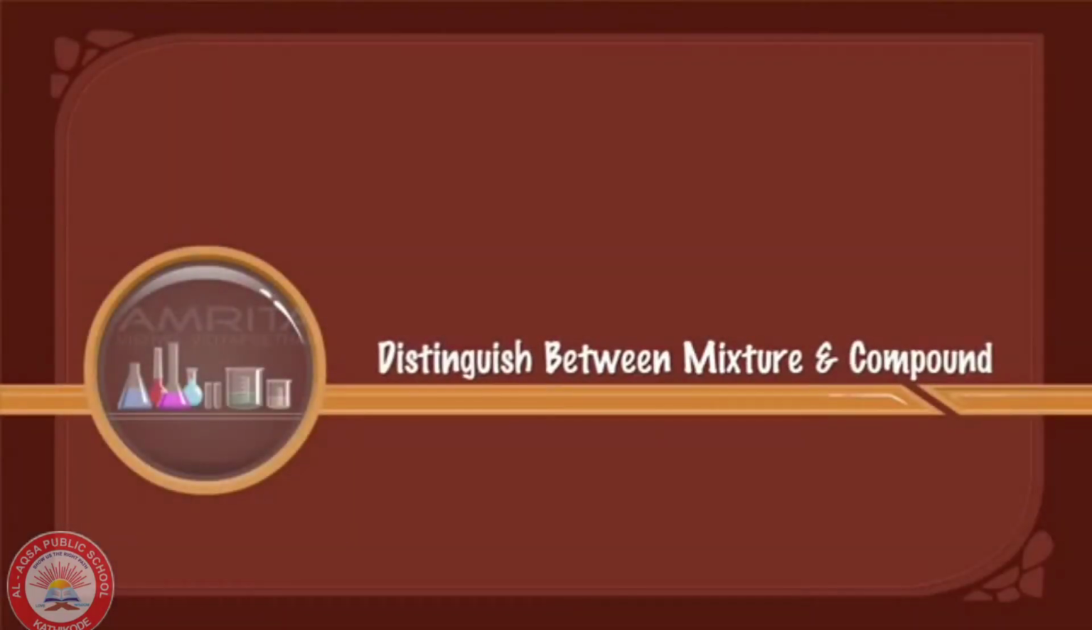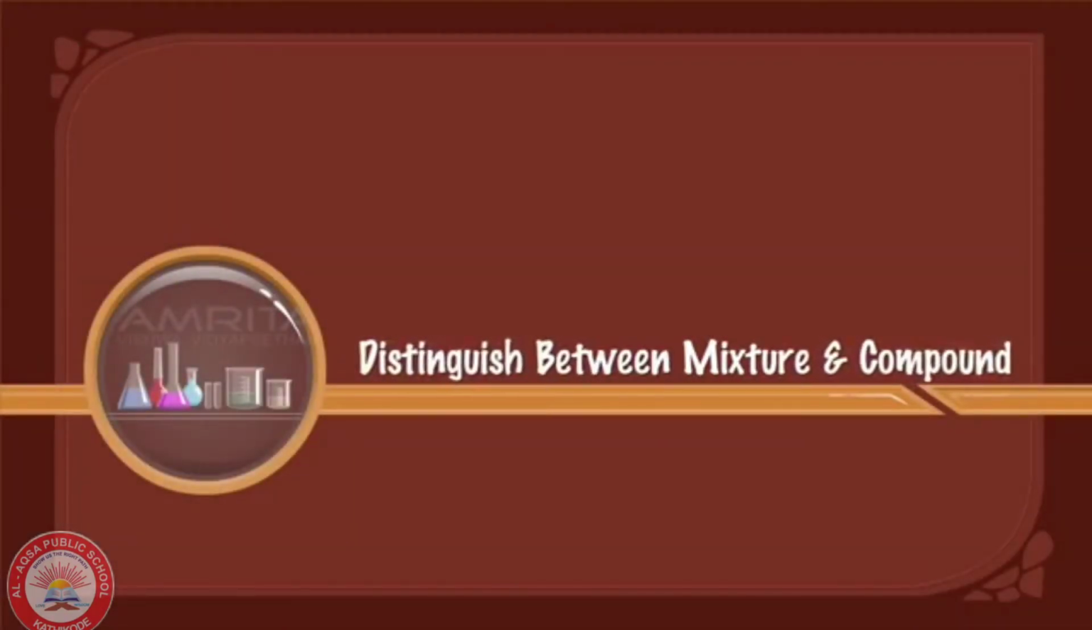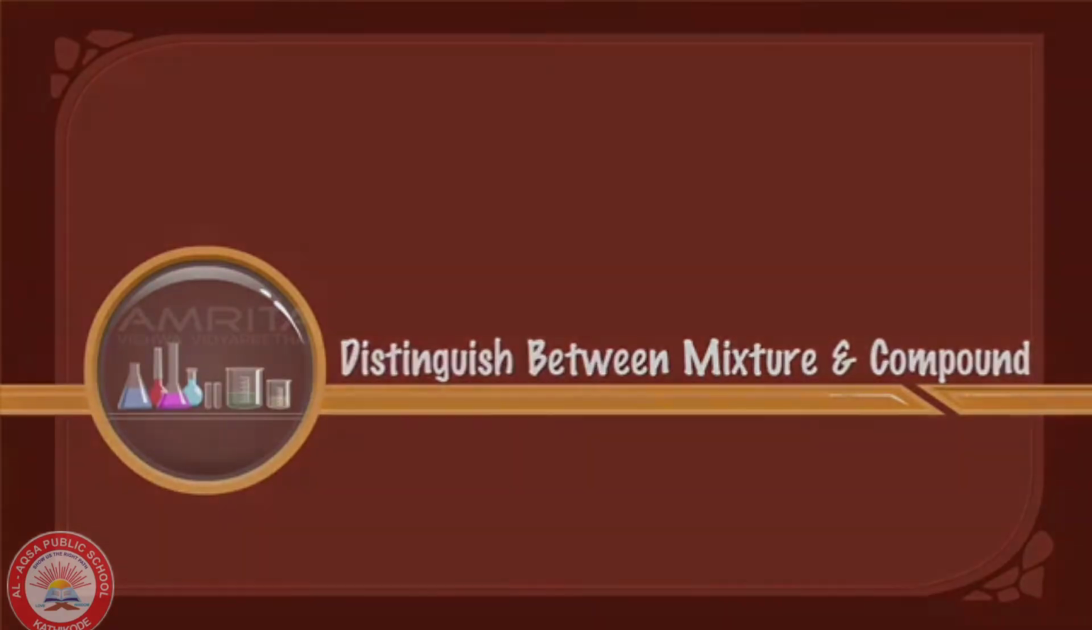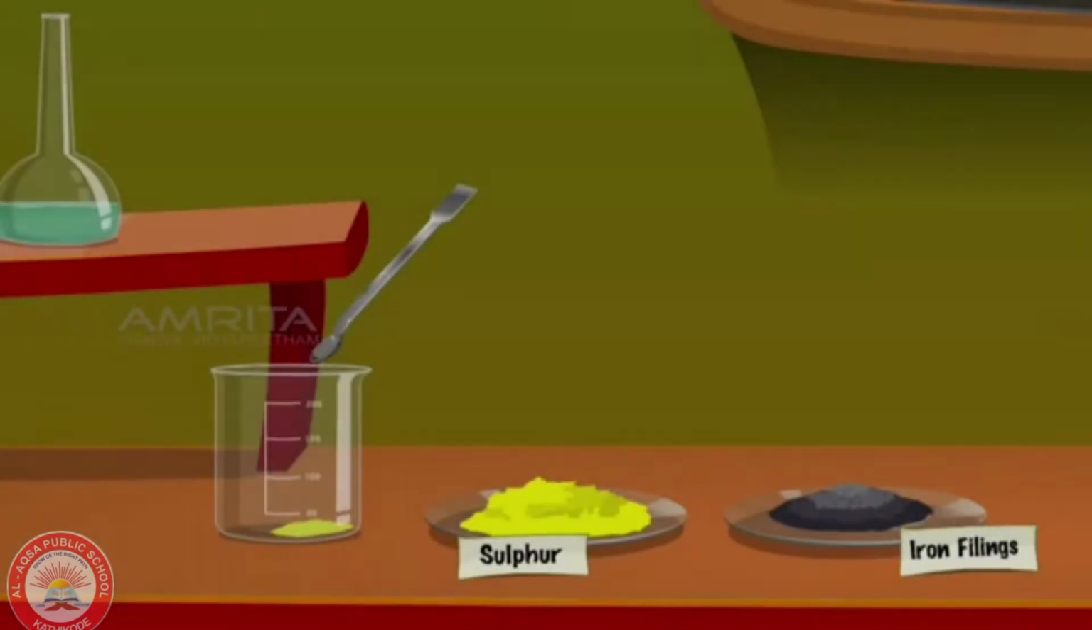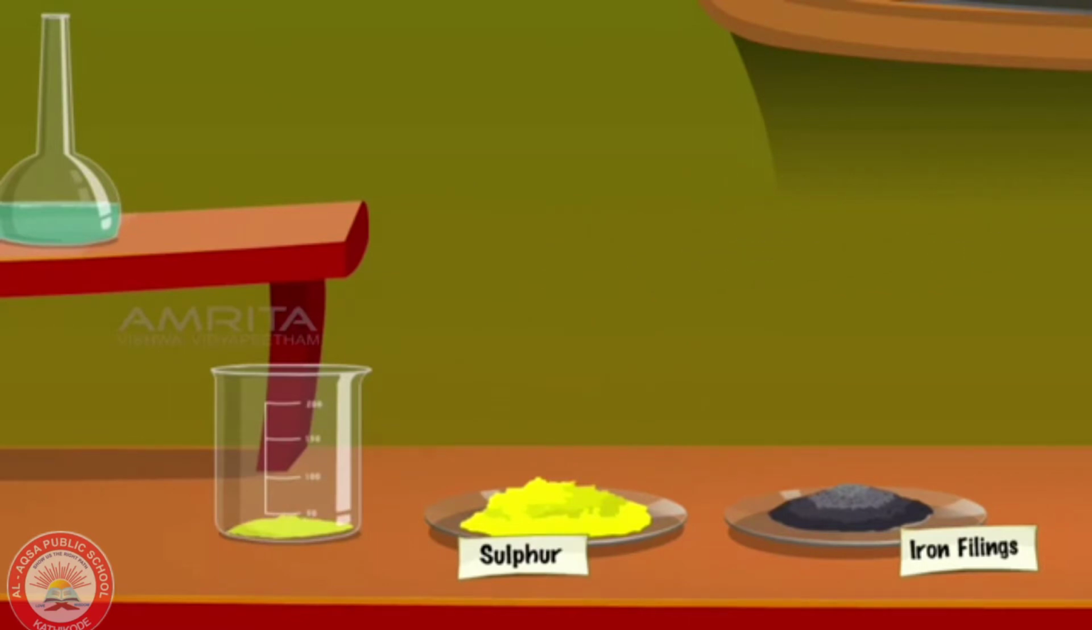So dear students, we are starting our practical: distinguish between mixture and compound. First of all, we have to take a small amount of sulfur powder with a spatula and transfer it into a beaker. Into the same beaker, we have to add some iron filings using the spatula and stir it well.